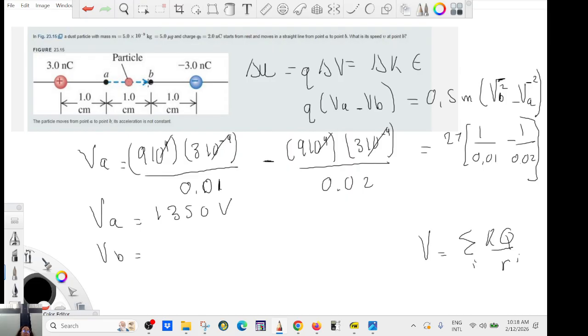And if you do the same computation for B, you're going to get negative 50 volts. So you go from uphill and then you get into the well. Do you agree? For VB, you have the same. See, you have 0.01, and from that distance here it is 0.02. Do you agree?